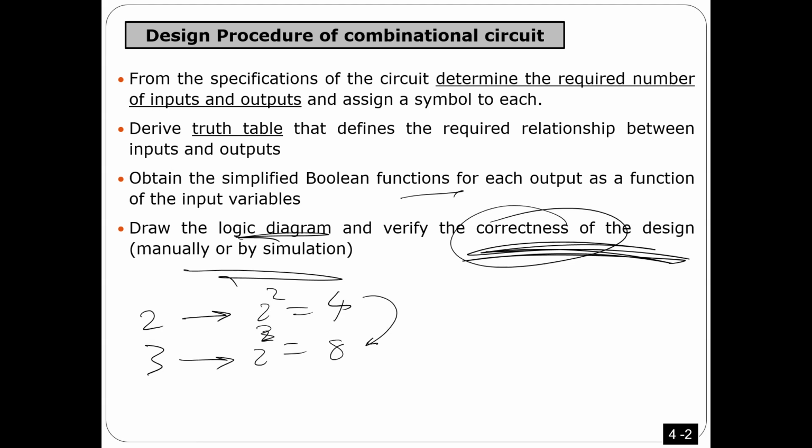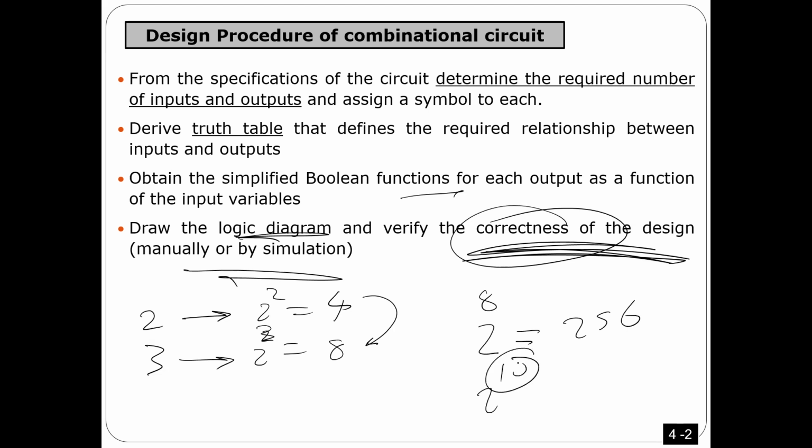This is a very, very bad issue. I'm going to tell you why. Imagine, for example, if I go to 8 inputs, we're going to have 256.